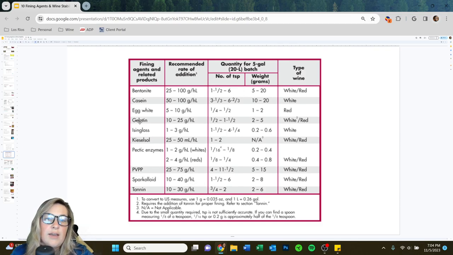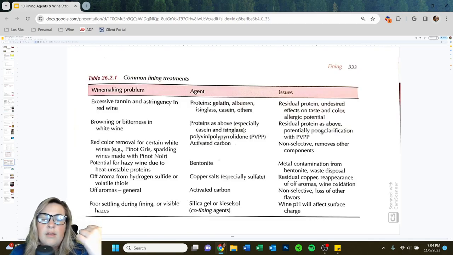And this includes everything: bentonite, casein, egg white, gelatin, isinglass, pectic enzymes, PVPP. And I really like how it tells you what type of wine it's used for as well. So it's very nice. Here is a chart from a wine chemistry textbook I have from Davis.